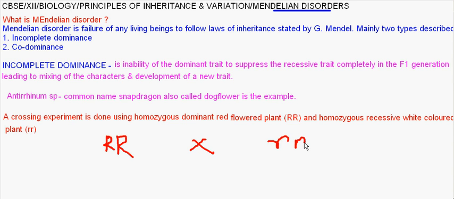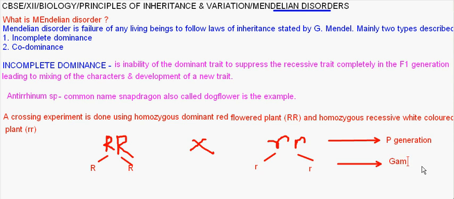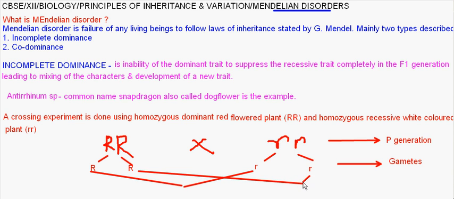Here it can be written: P generation, then gametes. Each will produce two types of gametes, R, and here small r. This can be written as gametes. In the F1 generation, the progenies will be capital R small r. Here we can write F1 generation.